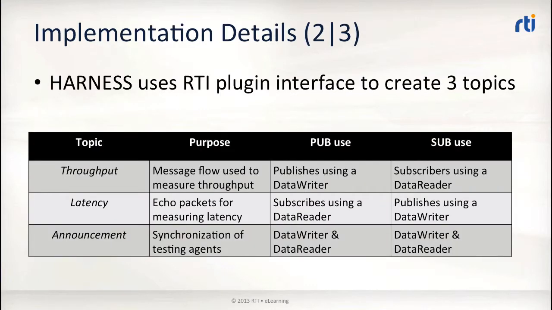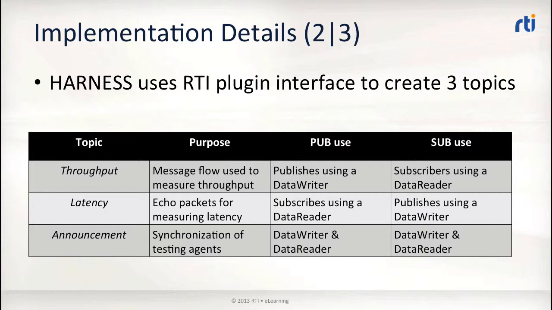So what data flows are used in the test? There are 3 topics that the harness asks the plugin to create. The throughput topic is for the message flow that will be used to measure throughput. Since the publisher PerfTest instance sends this data, it creates a data writer for the throughput topic. Conversely, the subscriber PerfTest instance receives this data and thus creates a data reader for the topic. As the subscriber receives this data, the subscriber can effectively measure throughput.